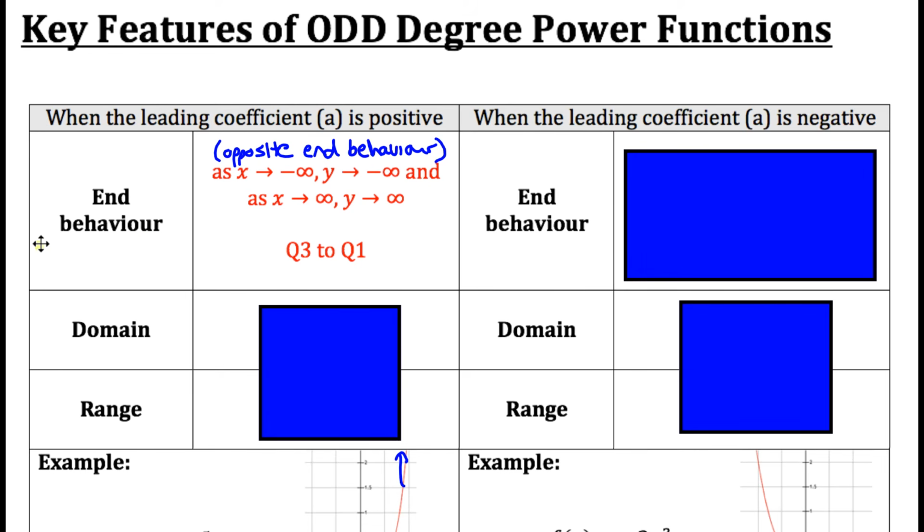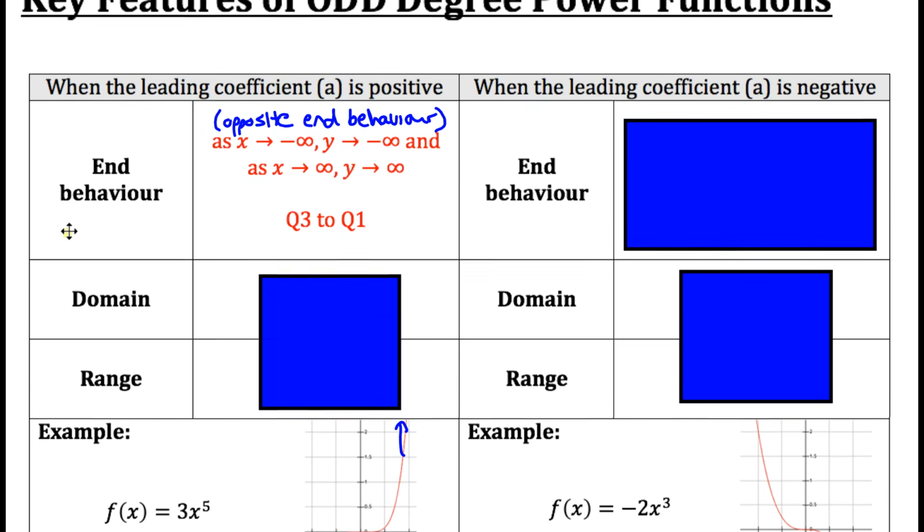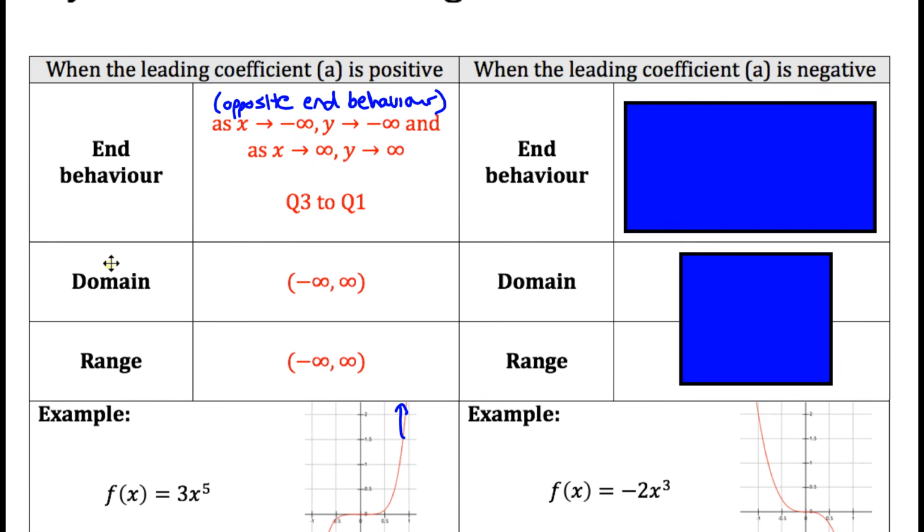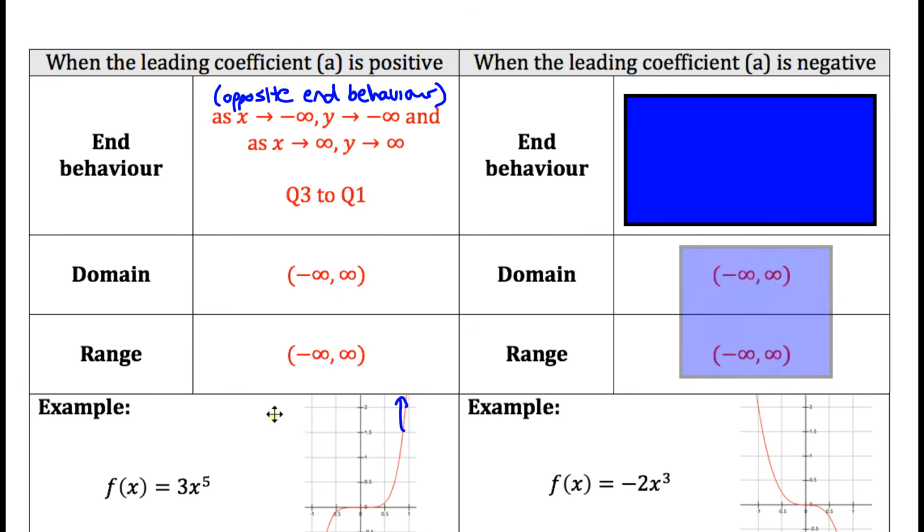And the domain and range of any odd degree power function, there are no restrictions on either. They go forever left and right and forever high and low. So no restrictions on domain and range for any odd degree power functions. We could fill out both of those now.